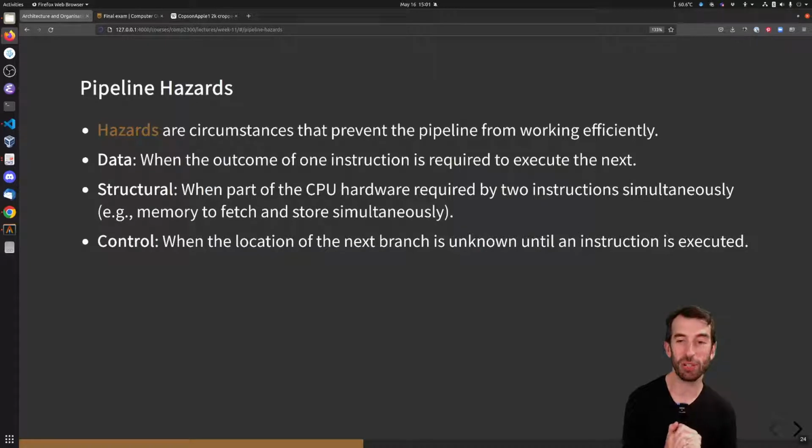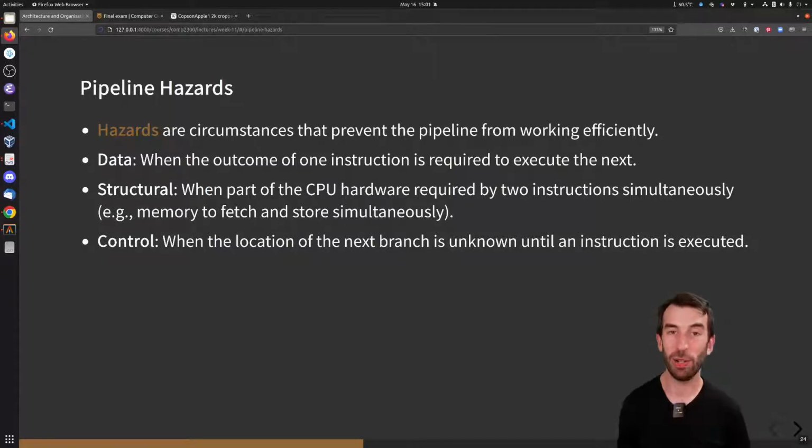There might be a structural hazard where one part of the CPU is required by 2 instructions simultaneously. Not so much a problem with Cortex-M4, but maybe your memory can only fetch one thing at a time. There might be only one way to fetch memory, which is typical. And then there's a problem if 2 instructions are trying to do that at the same time, or one fetch might take a long time for some reason.